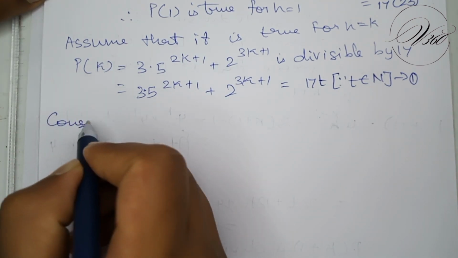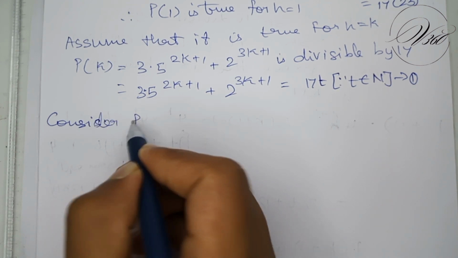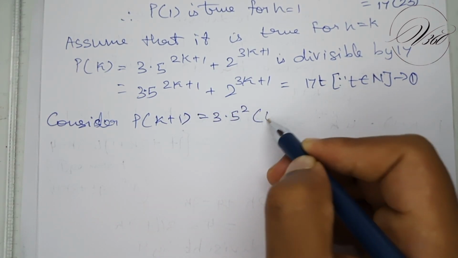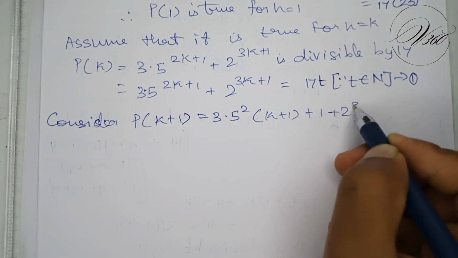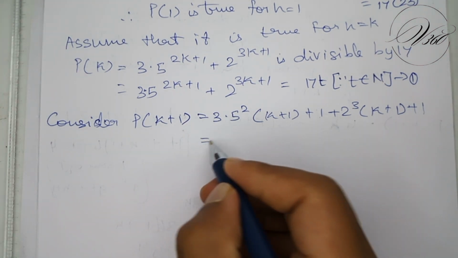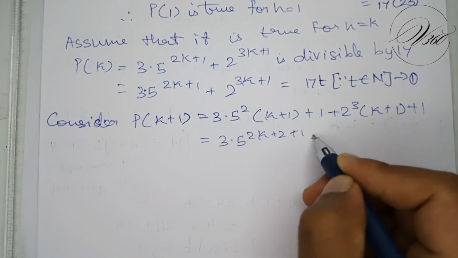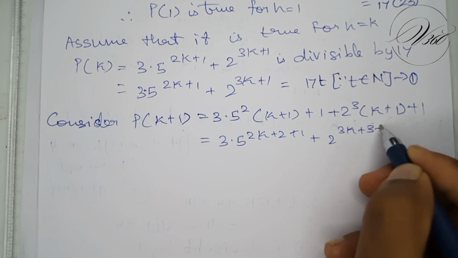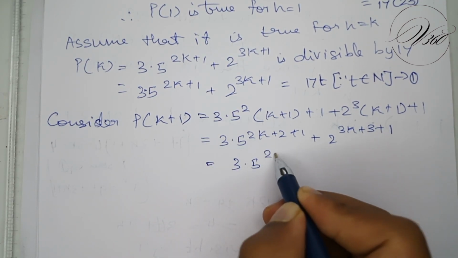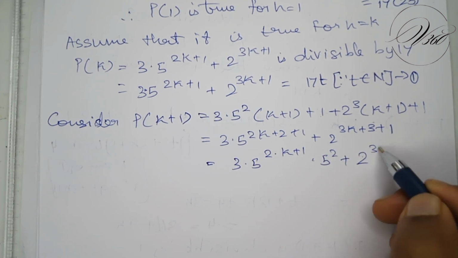Now consider P(k+1) = 3·5^(2(k+1)+1) + 2^(3(k+1)+1), which equals 3·5^(2k+2+1) + 2^(3k+3+1). Now here, 3·5^(2k+1)·5^2 + 2^(3k+4).